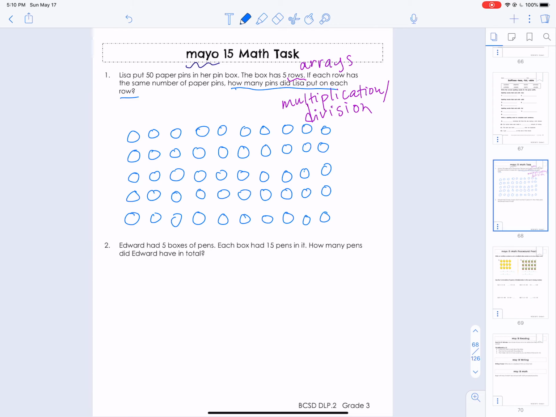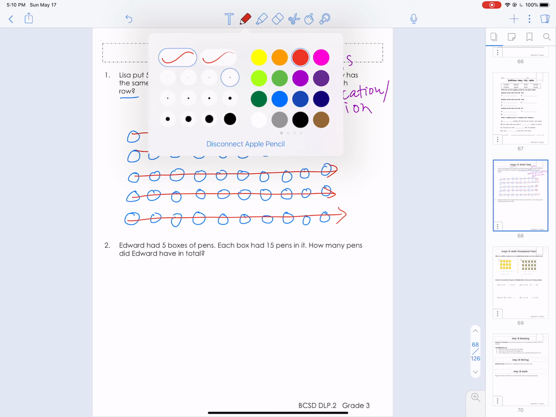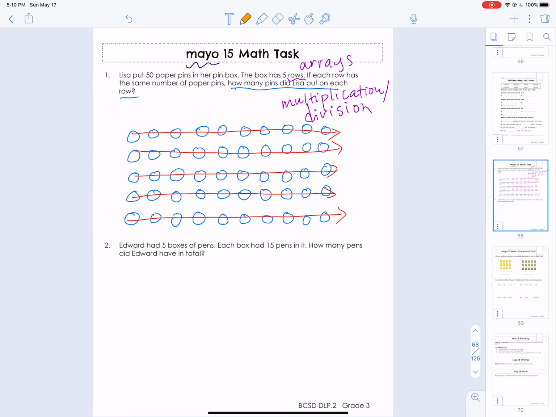Okay, it looks like we got the same number of circles in each row, and my rows are nice and straight. I always like to double check. And then also I like to double check that I made enough columns as well. Columns are nice and straight as well. So now what I need to do is see how many columns I made, and that will tell me how many pins Lisa put in each row. Okay, so let's count those out.